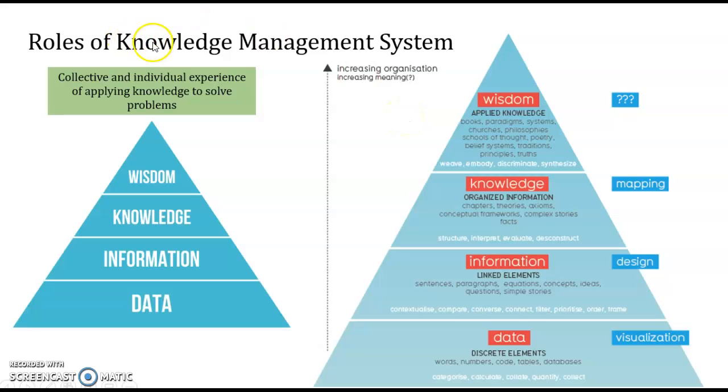Next, we move to knowledge management system. So what is a knowledge management system? It is a collective and individual experience of applying knowledge to solve problems. In a knowledge management system, we have the pyramid: wisdom, knowledge, information, and data.